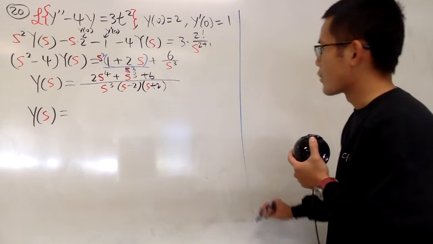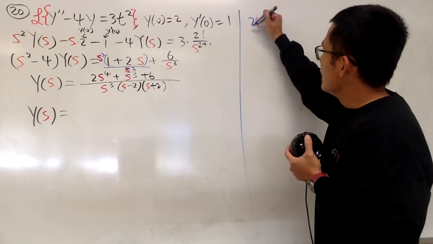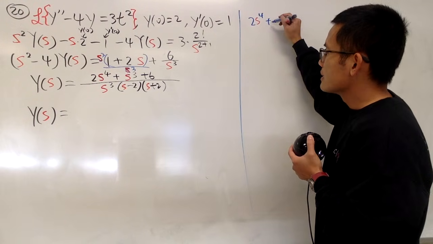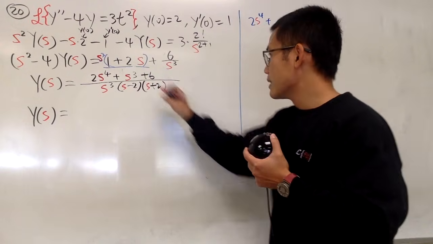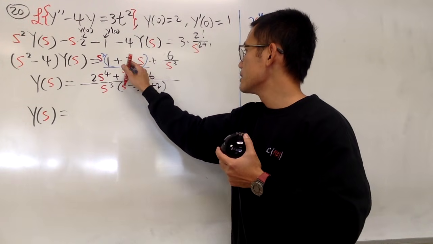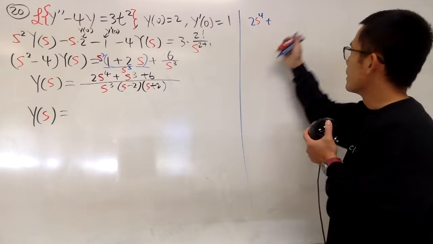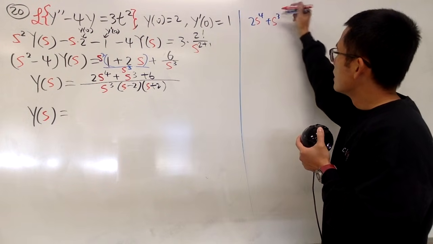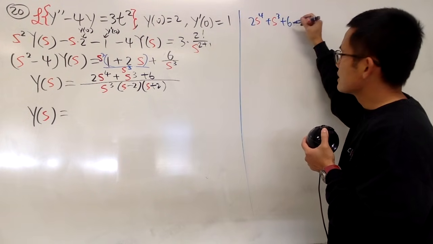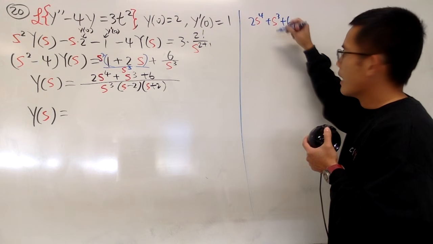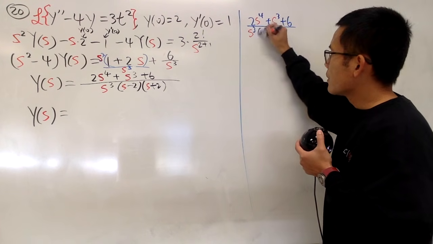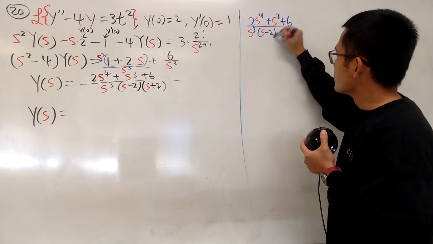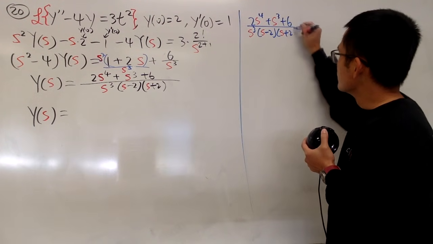It's a horrible partial fraction. So 2s to the fourth plus s to the third power, right? Here we go. That's s to the third power. Plus 6. All right, and then this is s third power, s minus 2, s plus 2.